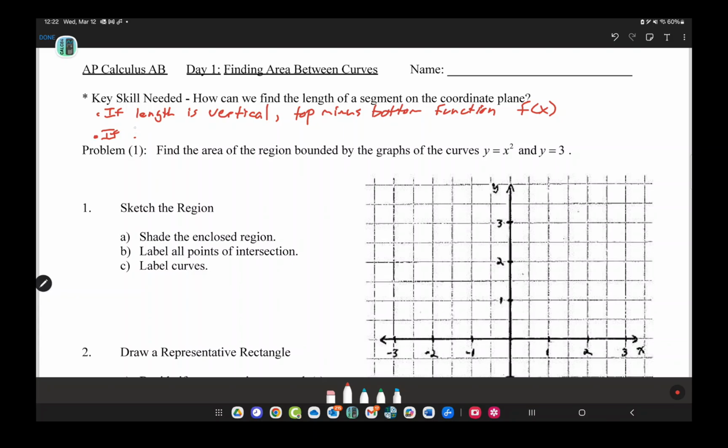So if horizontal, then, not the first time I've misspelled something today, right minus left. Now again, if the functions are right minus left, the function needs to be in terms of what? Yeah, f of y. Now, will we always be given the function in terms of f of y? No, sometimes we'll have to solve for that.